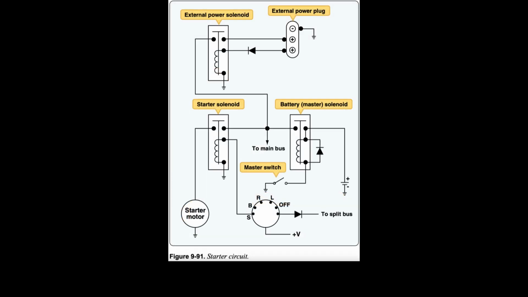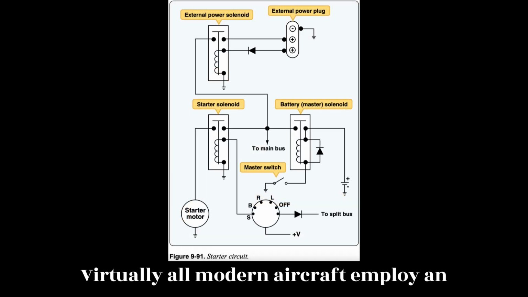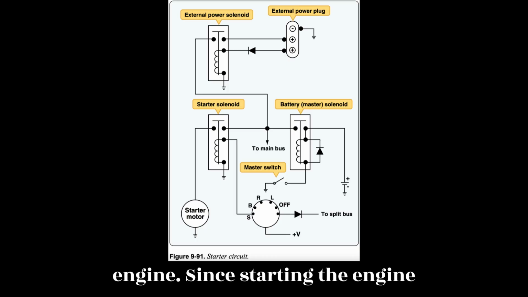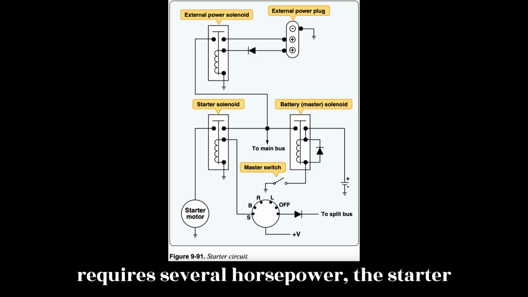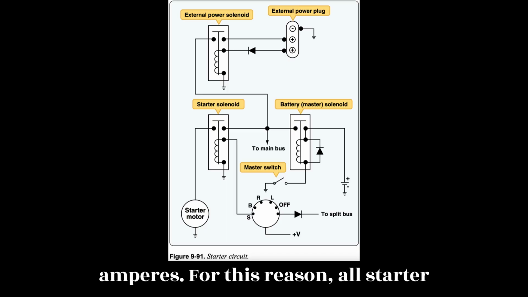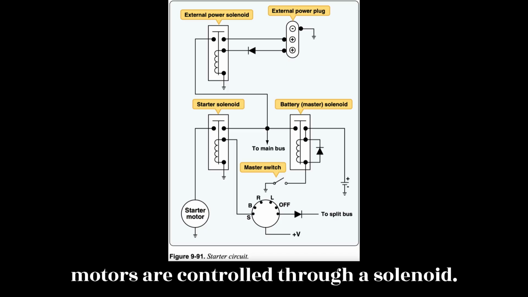Starter circuit. Virtually all modern aircraft employ an electric motor to start the aircraft engine. Since starting the engine requires several horsepower, the starter motor can often draw 100 or more amperes. For this reason, all starter motors are controlled through a solenoid.